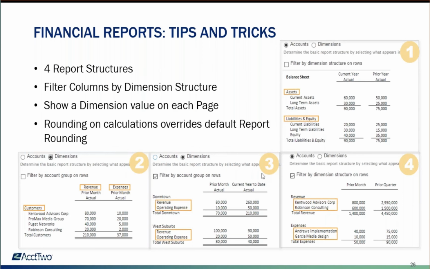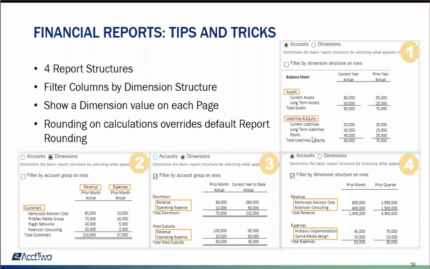All right, then the fourth option is taking your account groups that you had in option 1 and filtering the account groups by a dimension structure, or taking that subset of your accounts and filtering it by a subset of a given dimension. So it's pretty powerful.